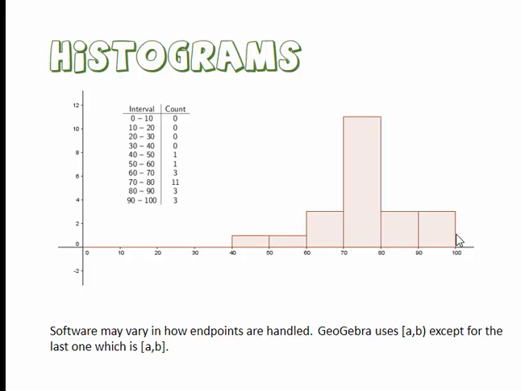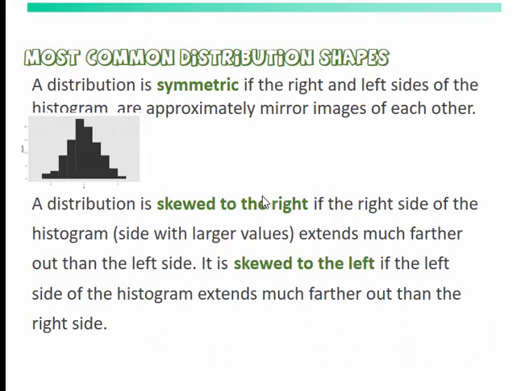Until you get to the end, most software like GeoGebra includes the final endpoint, because say these were grades, you would want to include the 100 there in the As, so it closes up the last interval. Okay. But that's basically what a histogram is.